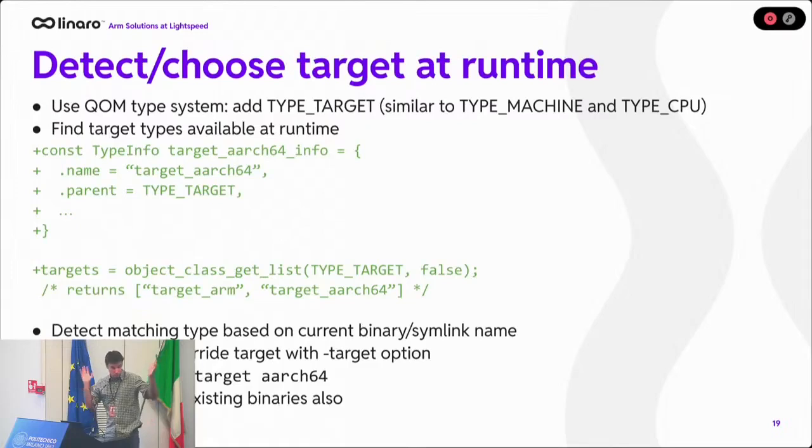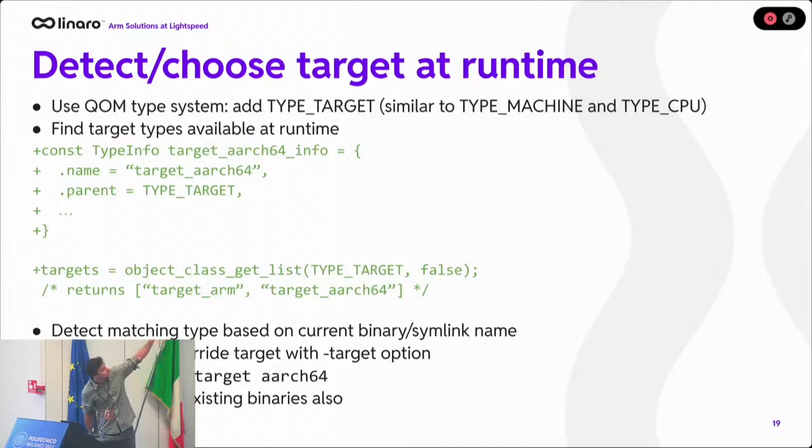Now we are able to link everything together and to select which device goes with which target. We must be able to detect or choose the target at runtime. So once again, we use the QEMU object model. We will just add a new type, target. This is not done yet, so don't look for that in the code base. It doesn't exist. We will add a new type target that is the same as type machine or type CPU. So nothing fancy here.